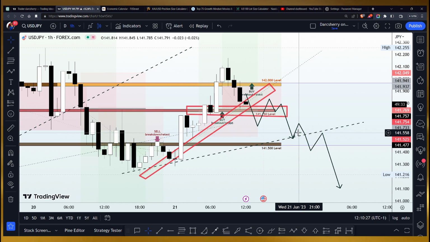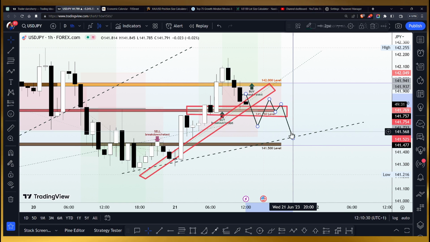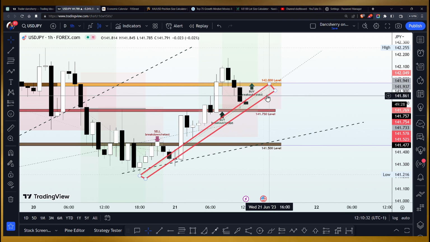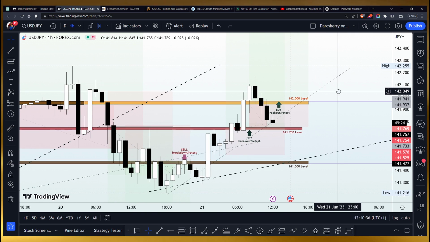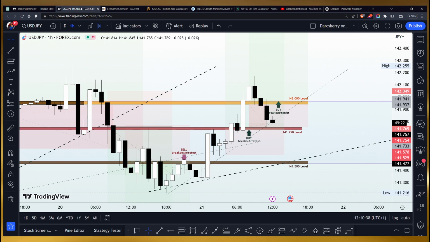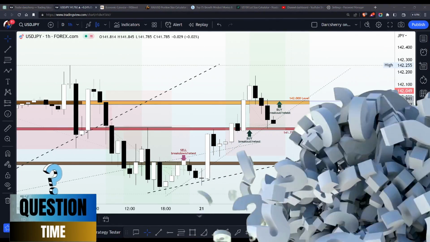So mark these levels out on your charts. You might as well screenshot my screen so that you can use them as a reference point when you're about to make your independent decision for today. So that is my view here on the USDJPY. I hope I've made myself clear. If you have any questions, feel free to let me know in the comment section.